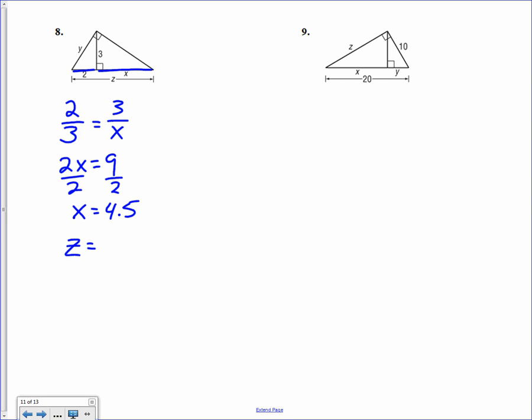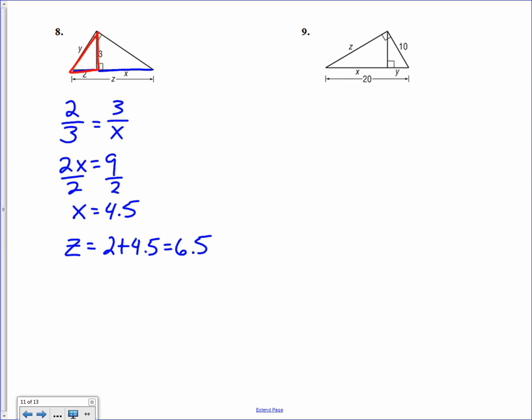Since x is 4.5 and the other part is 2, plus 4.5 is 6.5. Lastly, to solve for y, you could use a geometric mean with 6.5 and 2. On the other hand, I think that it's probably easier if you recognize that 2 and 3 are legs of a right triangle and y is the hypotenuse.